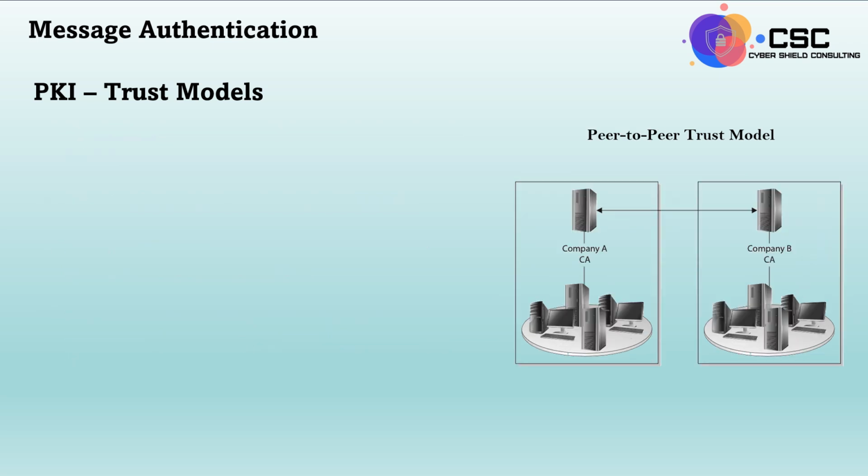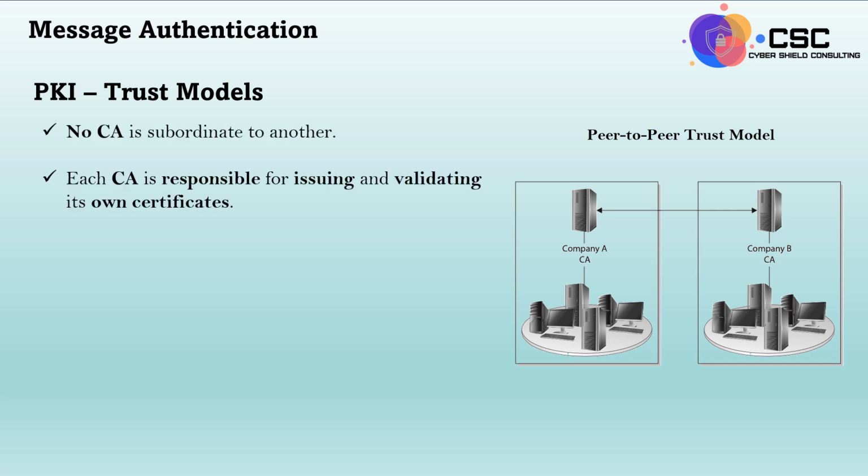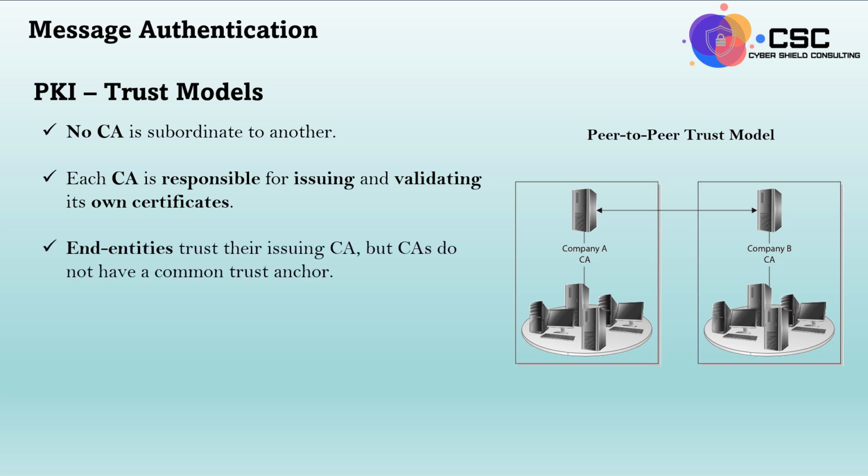The peer-to-peer trust model eliminates hierarchical dependencies altogether. Hence, no certificate authority is subordinate to another. Each CA acts independently, issuing and validating certificates for its users. And entities rely on their issuing certificate authority as a trust anchor, but different CAs do not inherently trust each other. A major challenge with this model is scalability. Every CA must individually establish trust with each participating CA, making it impractical for large-scale deployments.